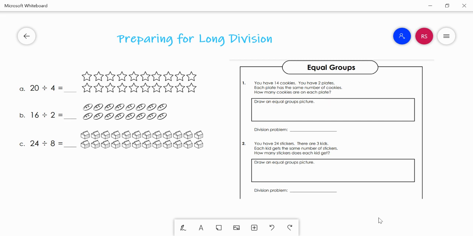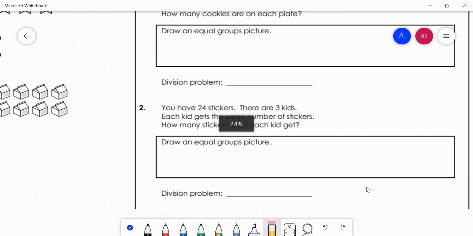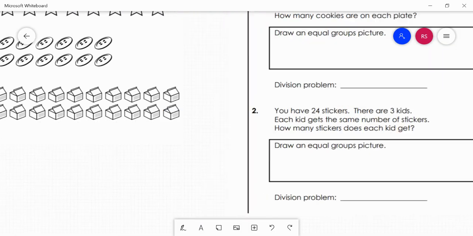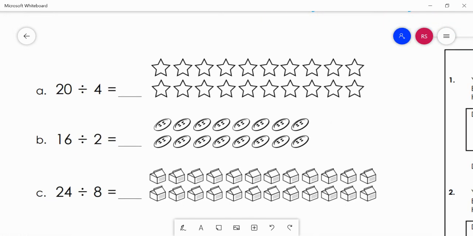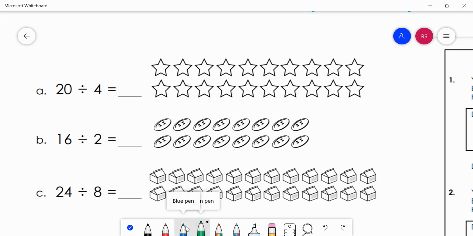Now, I want to be clear as to what each number represents. So I'm going to go ahead and zoom in and move over just a little bit so we can take a look at this. For the first image, it says 20 divided by 4. Now, 20 is our total. In long division, when we are dividing, 20 is our dividend. Go ahead and echo that word for me, dividend.